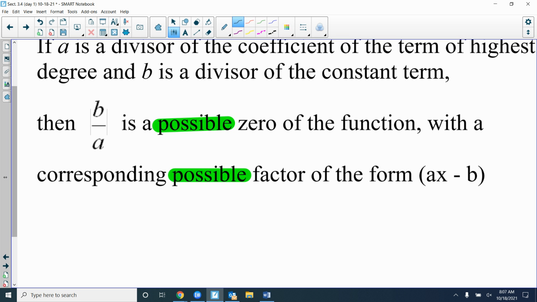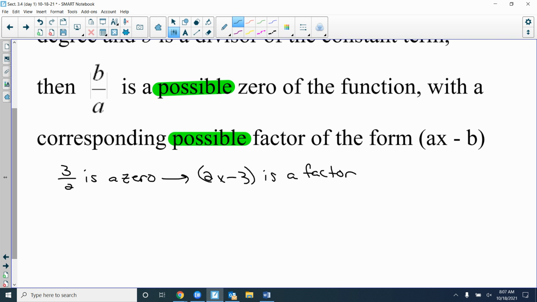So what that means, let me go a little bit further. B over A, so let's do that as 3 over 2. If 3 over 2 is a zero, then what is a factor going to look like? 2x minus 3 is a factor. If you just have a constant, so think about 2. If 2 is a zero, we already know this, don't make it harder, then x minus 2 is a factor.